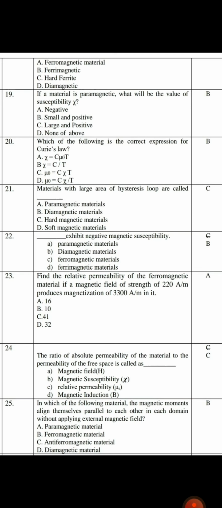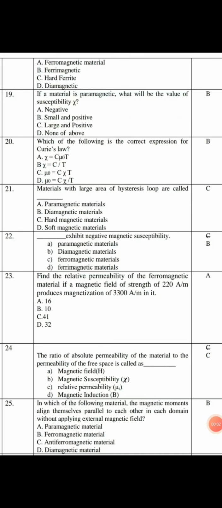21. Materials with large area of hysteresis loop are called. Options are option A, paramagnetic material. Option B, diamagnetic material. Option C, hard magnetic material. Option D, soft magnetic material. So the correct answer is C, that is hard magnetic material.